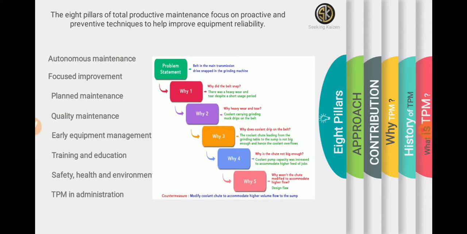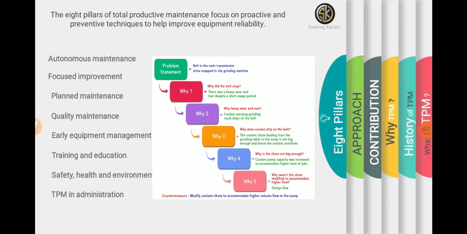Why 4. Why is the chute not big enough? Coolant pump capacity was increased to accommodate higher feed of jobs. Why 5. Why wasn't the chute modified to accommodate higher flow? Now by asking these 5 questions, by now I have concluded that this problem has arisen because of the design flaw.